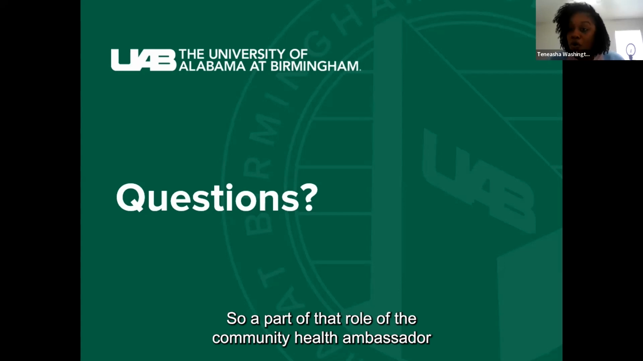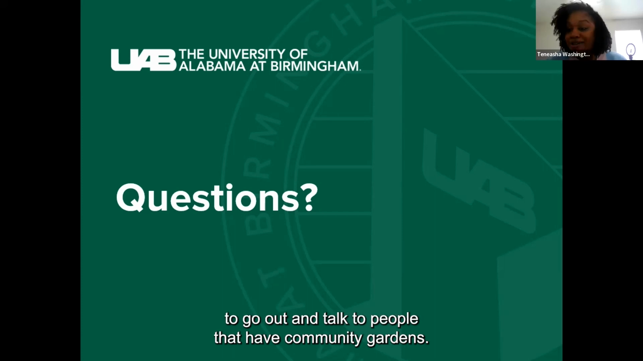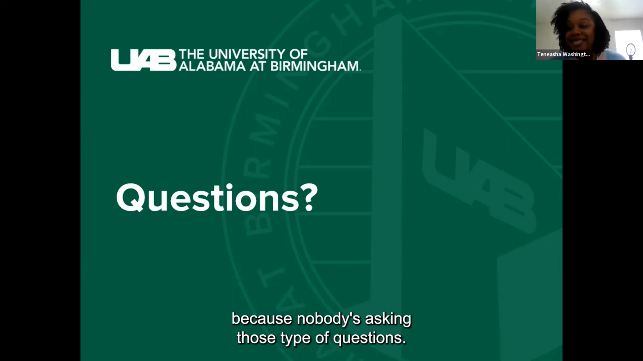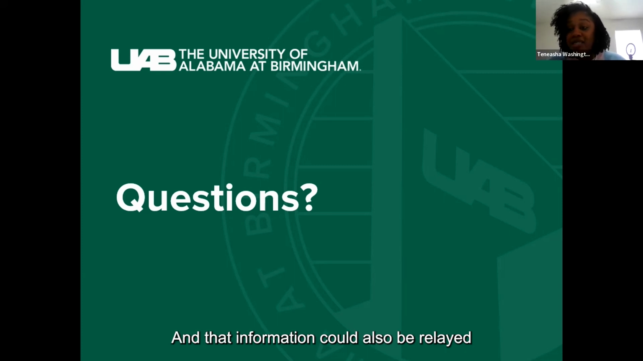So a part of that role of the community health ambassador would be to identify what those are, to go out and talk to the individuals at stores, to go out and talk to people that have community gardens that may be an asset in a community that no one's aware of because nobody's asking those type of questions. So our goal is to build out this robust list of resources for people that are a part of the program. And that information could also be relayed to people that are not a part of the program because it's still active resources within these neighborhoods.